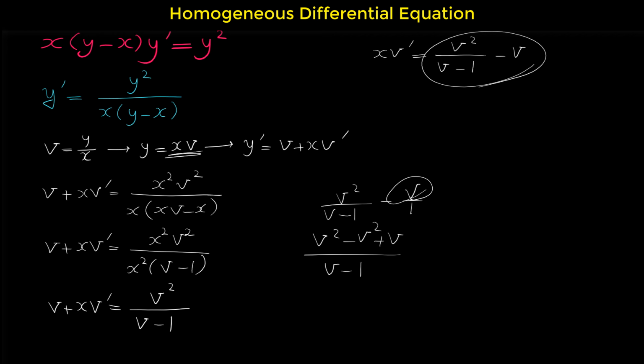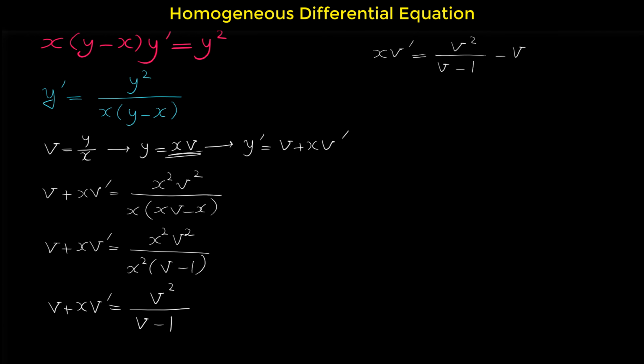Don't forget, when you multiply this v by this v, don't forget this negative. V times v is v squared, but don't forget negative v squared. V times 1 is v, but negative times negative, positive v. So finally, after simplifying this, we have v on top over v minus 1. So we have x times dv over dx. We replace v prime with dv over dx equals v over v minus 1. Don't forget, here is minus. Here we have minus, here is minus.